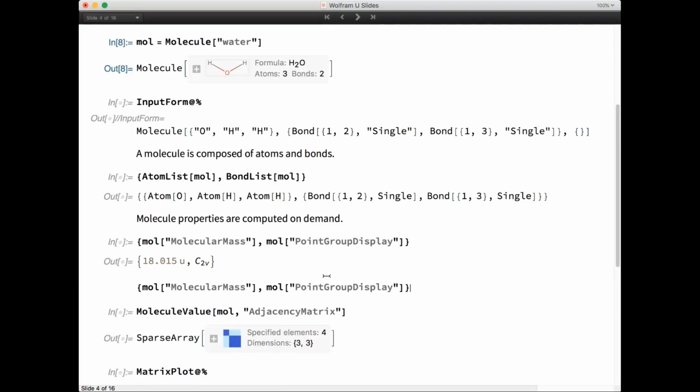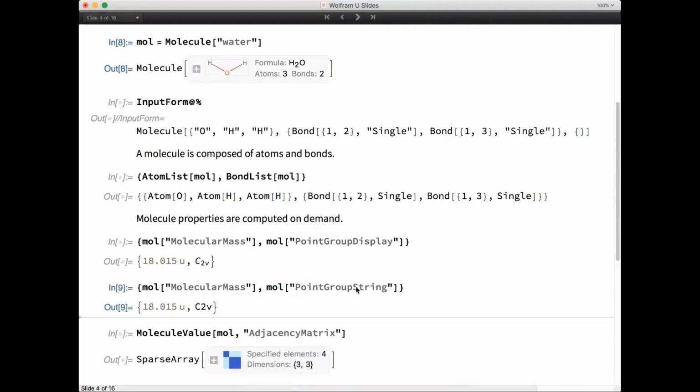Notice that it said point group display, and that's because if you wanted something more computable, you would ask for the point group string, and that's just C2V. That would make it easier if you were writing a program that said PG equals point group of mole, or mole point group, and then if PG equals C2V, do this, do that. It's much easier to compute with strings than it is with something that has a subscript.